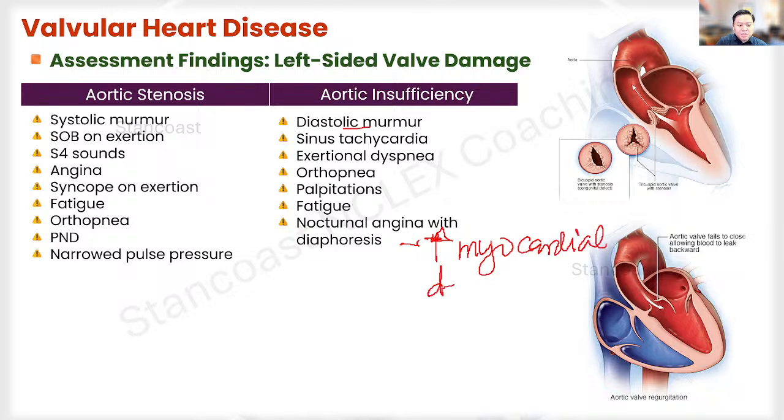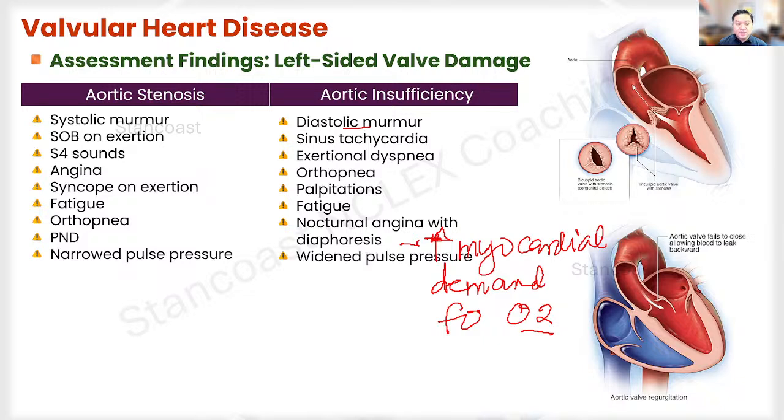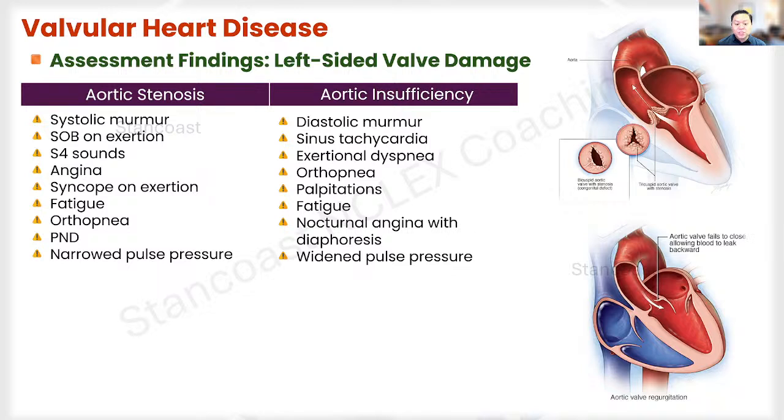Myocardial demand for oxygen, and the body is not able to meet that need. All right, so the demand is higher, but the supply is low. Now, the person will end up with widening pulse pressure here. So this is different from the aortic stenosis. The pulse pressure here is widened. There is a huge gap between the systolic and the diastolic blood pressure.